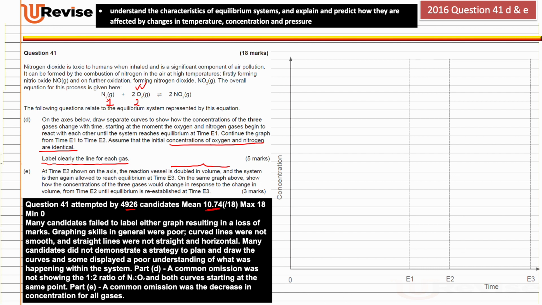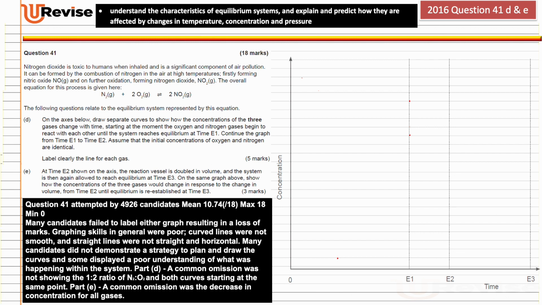Okay, let's move on and look at the answers to this question. Now let's take a look at the actual answer after breaking down the question and looking at the examiner's report.